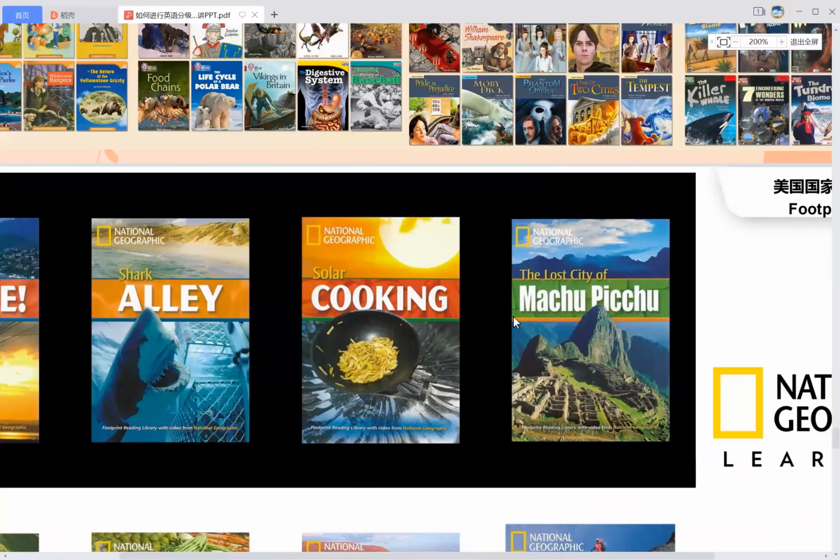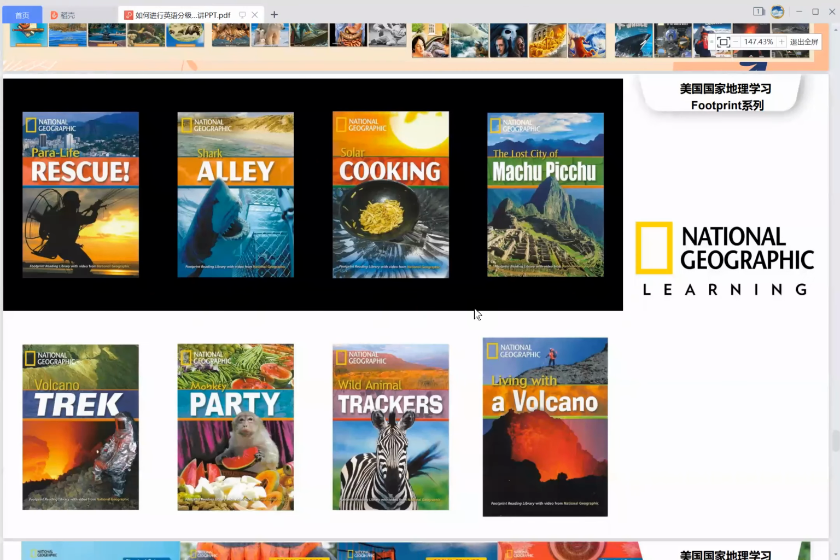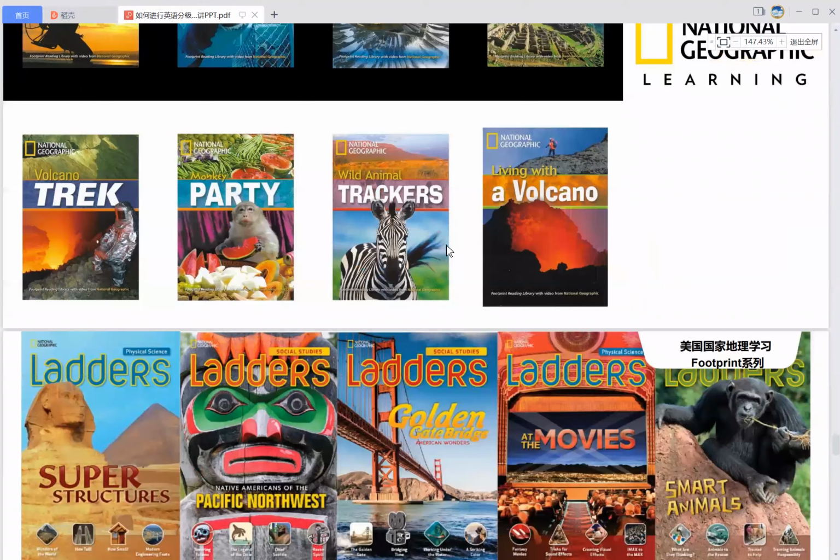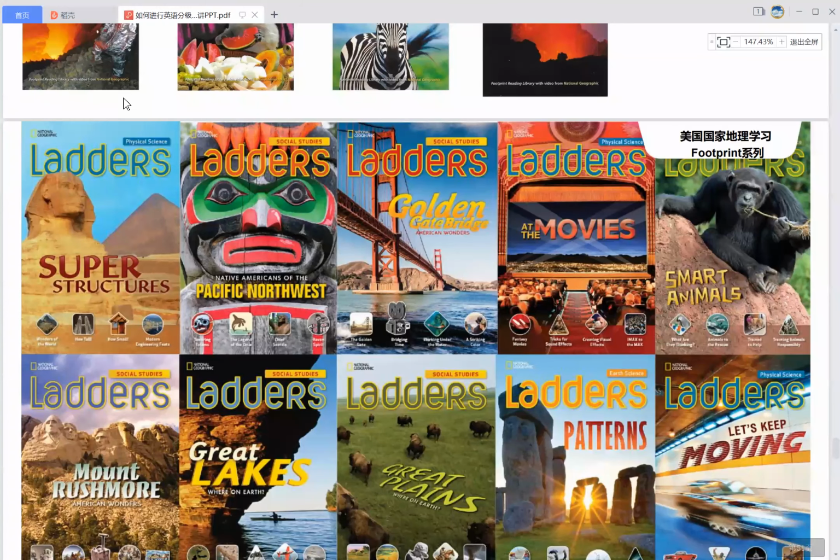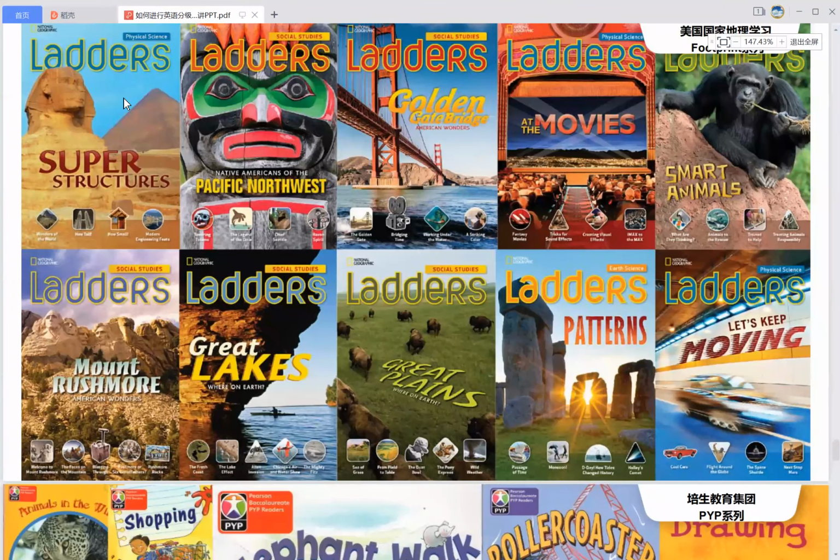This series is also from National Geographic Learning. Their covers are my favorites. Many are from real photographers. This is a series called Letters. Letters is, I would say, a very test-prep oriented series of books for students. There's superstructures, Pacific Northwest, Golden Gate Bridge.